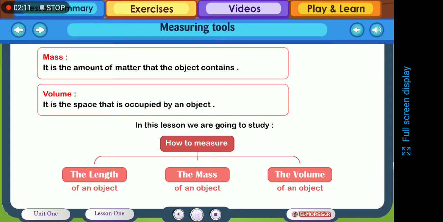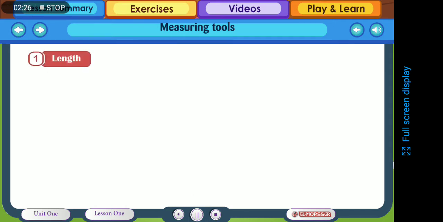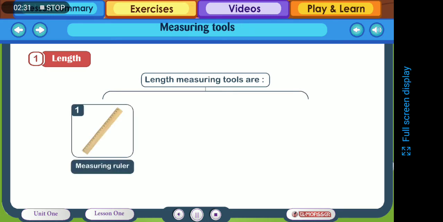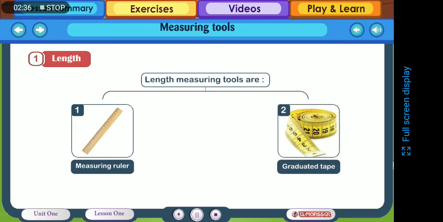In this lesson, we are going to study how to measure the length of an object, the mass of an object, and the volume of an object. Let's begin. Length measuring tools. What are the tools that we can use to measure the length? Number 1, measuring ruler. If we want to estimate small things like the length of your book, we will use a measuring ruler.